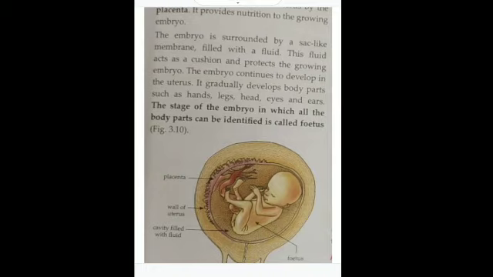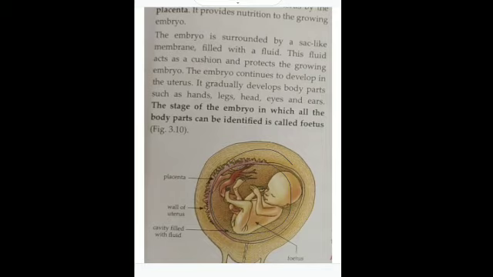So the stage of the embryo in which all the body parts can be identified is called the fetus. This is the fetus, F-O-E-T-U-S. And the period from the fertilization of the egg till the birth of the baby is called the gestation period, which in humans is about 280 days or 9 months. Is it clear?